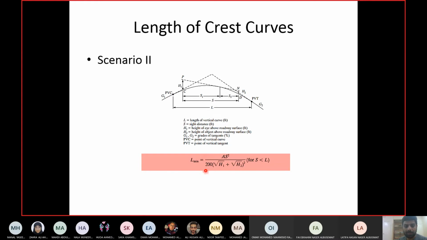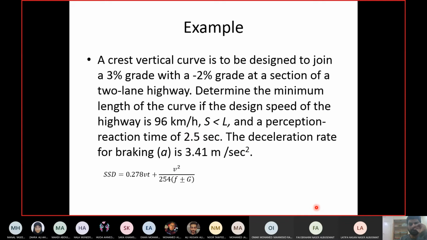The parameters are the same. A is the absolute difference in gradient, S is the sight distance, h1 is the driver's height above the road, the height of the driver's line of sight, and h2 is the height of the object. Again put h1 as 1.1, h2 as 0.15. You solve this and get 658 again. So this equation is simplified to AS squared upon 658. Simple. Now let us do a couple of examples here for relief.